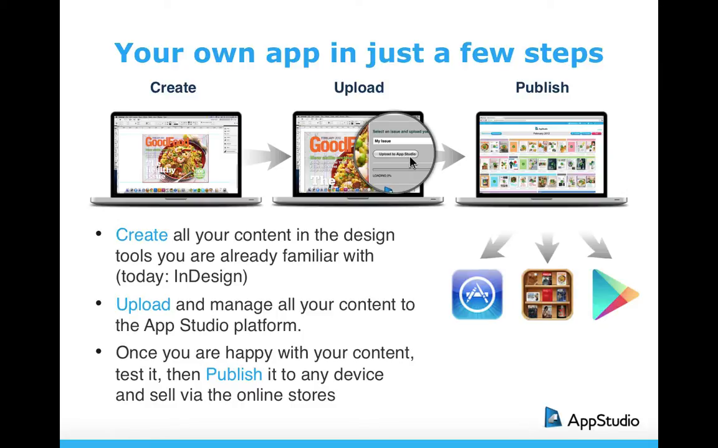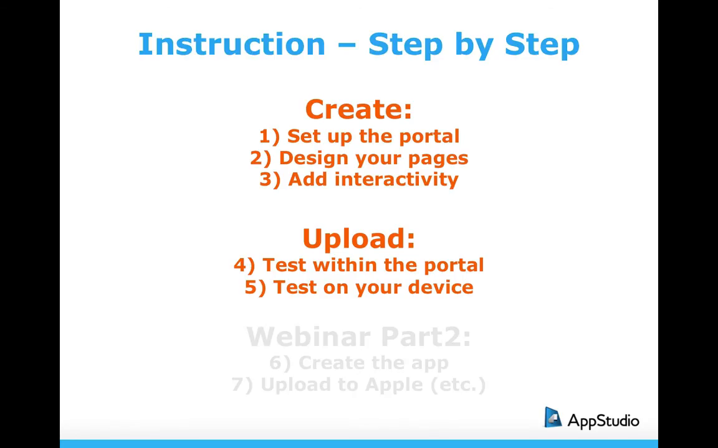And the way you do that in InDesign is really easy. You create your content in InDesign, you enrich it, then you upload that to the App Studio cloud where you manage it. You basically do a page plan where you can start arranging pages the way you want it, because everything can be either in one InDesign document or in several InDesign documents, or you can actually mix and have some pages being created automatically by an XML stream. And once you're happy with it, then you just push it to any device and can sell it via the online stores.